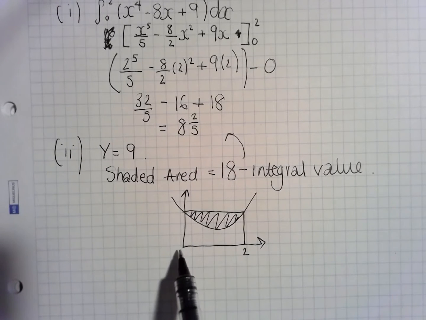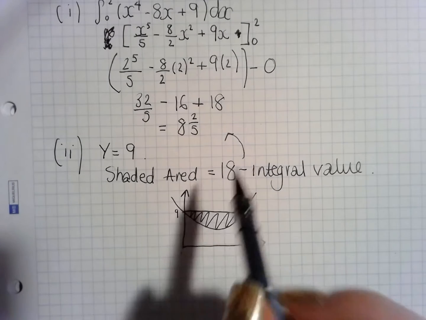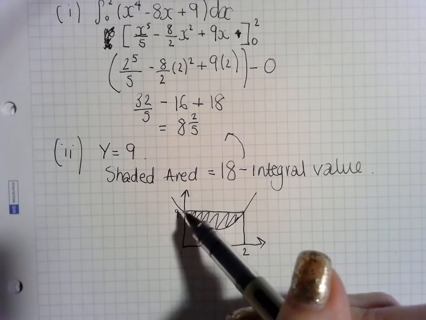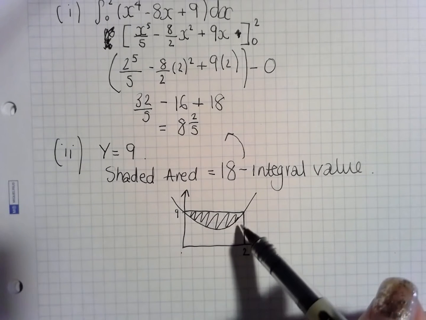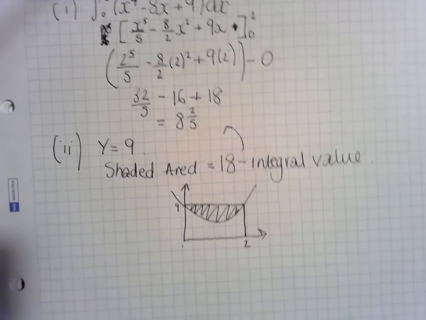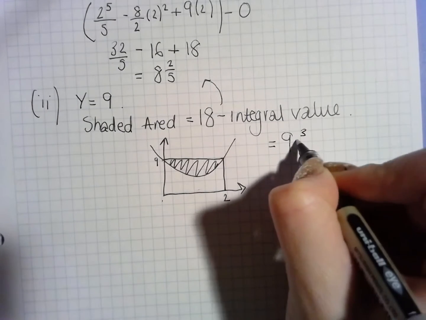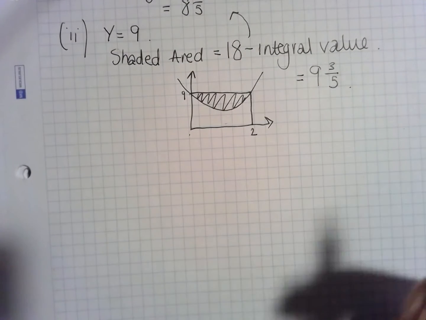And you're given that y equals 9, so this point is the limit of the shaded region. So making this 9 times 2 is 18, because that's the area of the rectangle, and then you subtract the integral value that you found, and then you get the shaded value. That answer is 9 and 3/5. Again, leaving it as fractions. And that's only 2 marks, but that's quite hard.